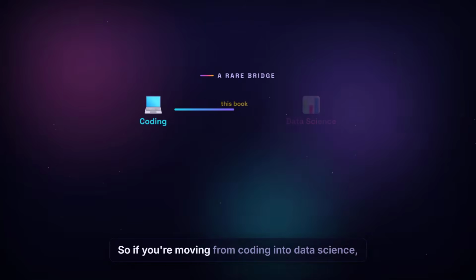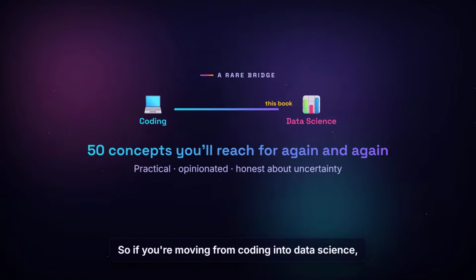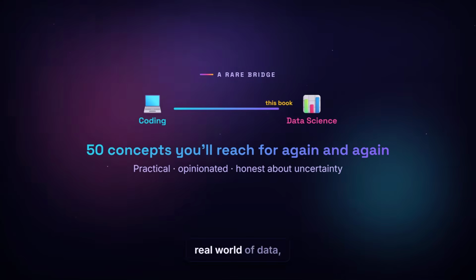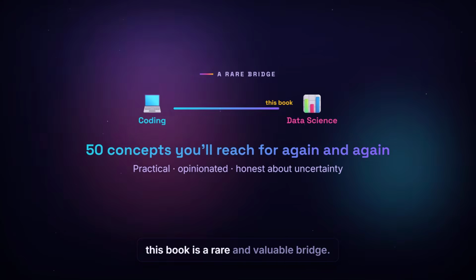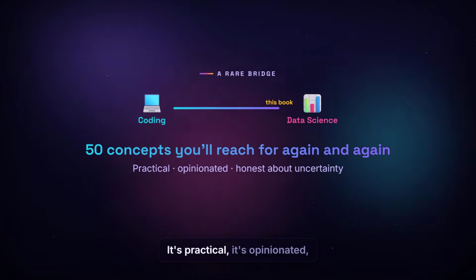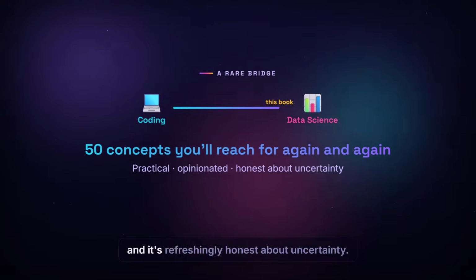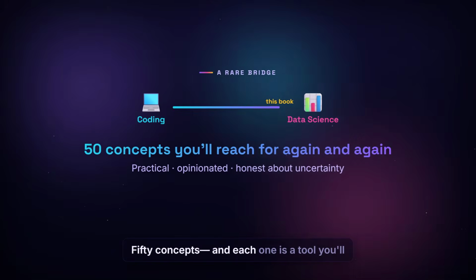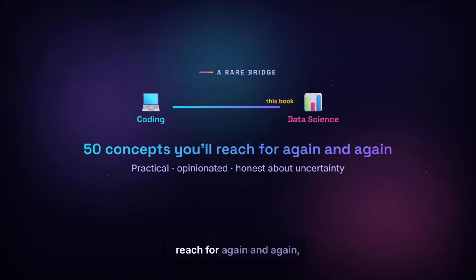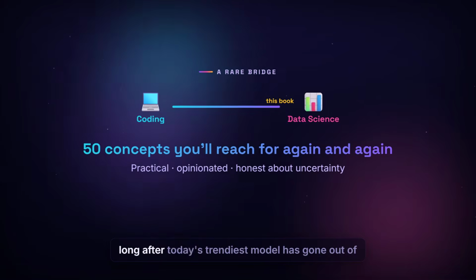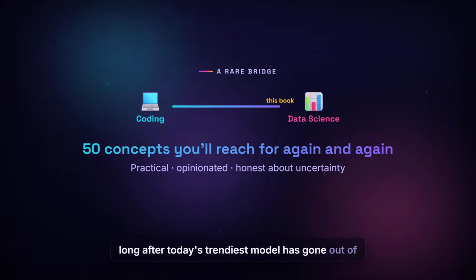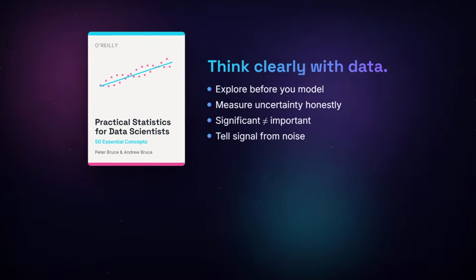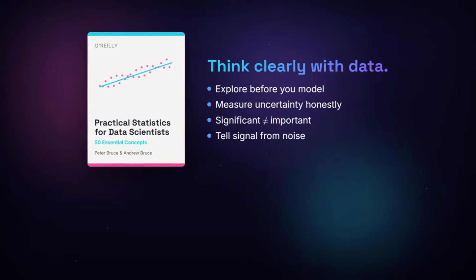So, if you're moving from coding into data science or from classical statistics into the messy, real world of data, this book is a rare and valuable bridge. It's practical, it's opinionated, and it's refreshingly honest about uncertainty. 50 concepts, and each one is a tool you'll reach for again and again, long after today's trendiest model has gone out of fashion. Practical Statistics for Data Scientists won't teach you the flashiest neural network.